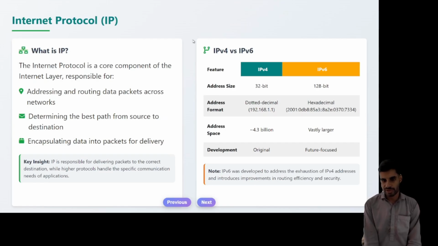We ran out of address space, and we then moved on to the next variant, which is vastly larger and future focused. So we can control a lot of devices with IPv6. It was developed to address the exhaustion of IPv4 addresses, with improvements in routing efficiency and security. So it was the next version of the IP address.